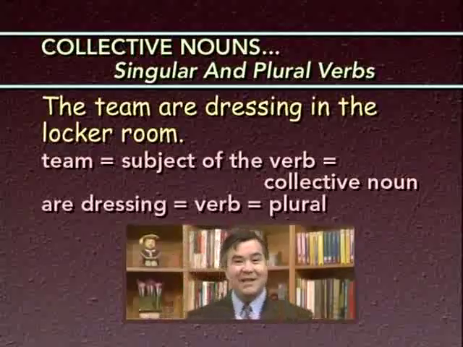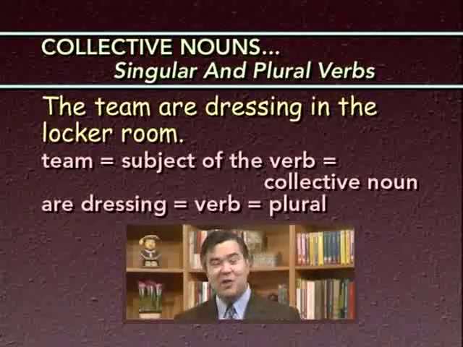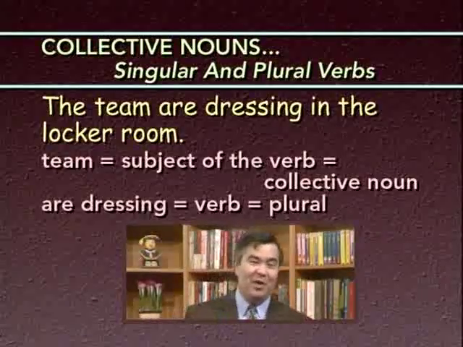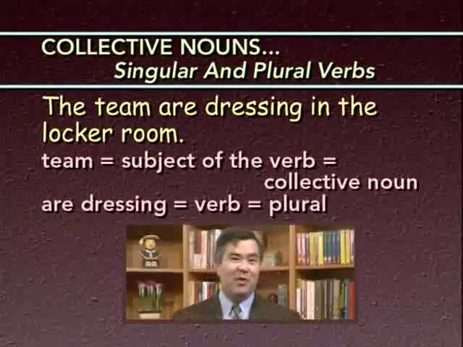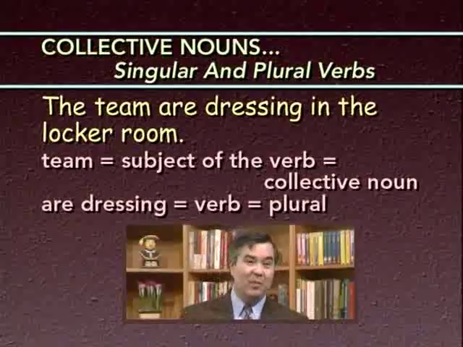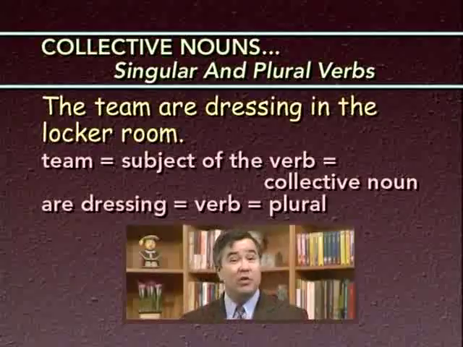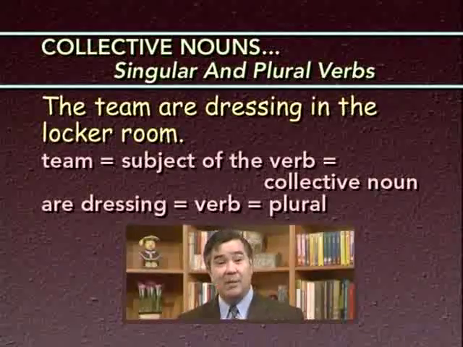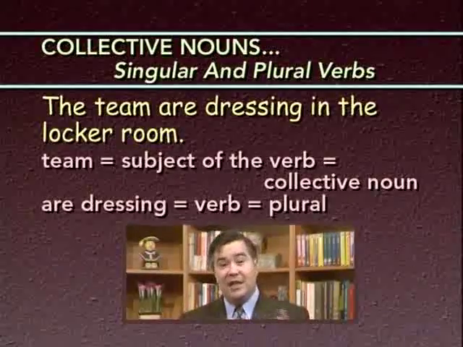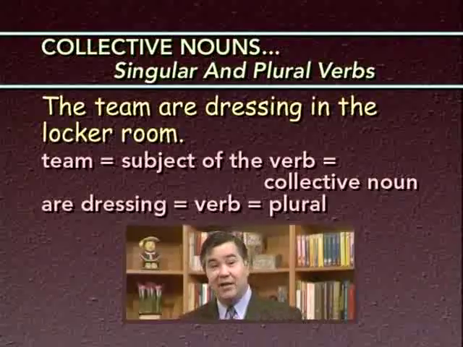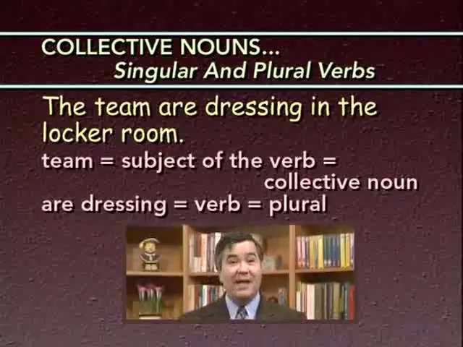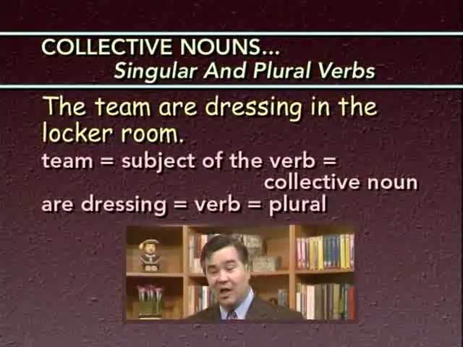When the team are getting dressed, it's a group of individuals who are all getting dressed. One person is probably putting on his shoes, another person may be tying his tie, a third person may be combing his hair. They're all doing different things at the same time, all of which adds up to the collective group dressing together. But it's a number of individuals doing separate things that go to make up the act of dressing in the locker room.